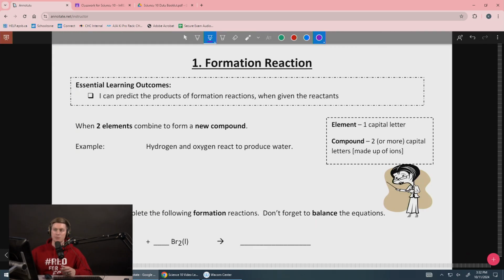In the next lesson, we will work through balancing and identifying formation and decomposition reactions. And then after that, we'll move on to the other types of reactions.